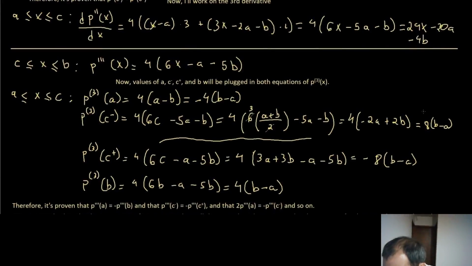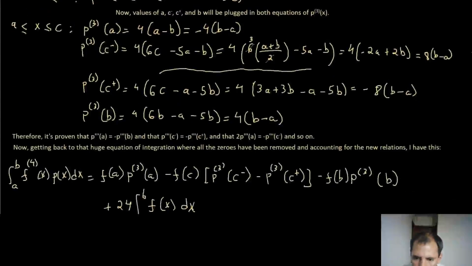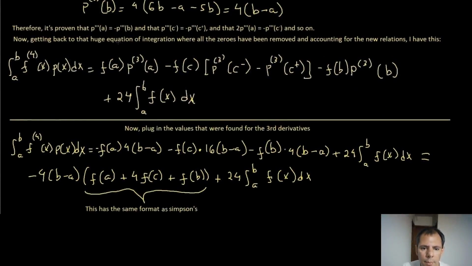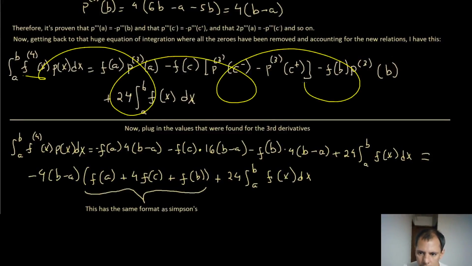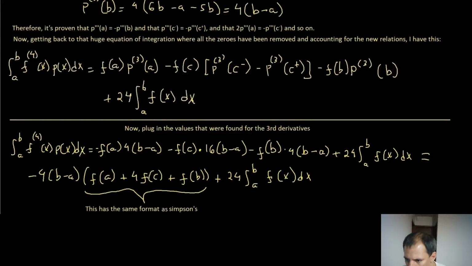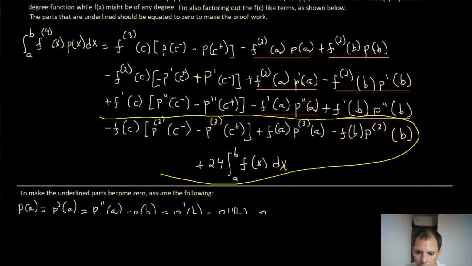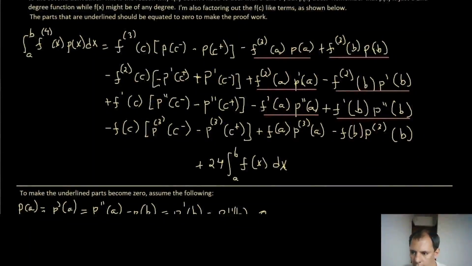Let's keep on going, all right? Now getting back to the huge equation of integration where all the zeros have been removed and accounting for the new relations, I have this. So this thing here that you see is just this formula, the big one, with all those things knocked out. It's just this stuff in here that you care about. Everything else, you don't care.